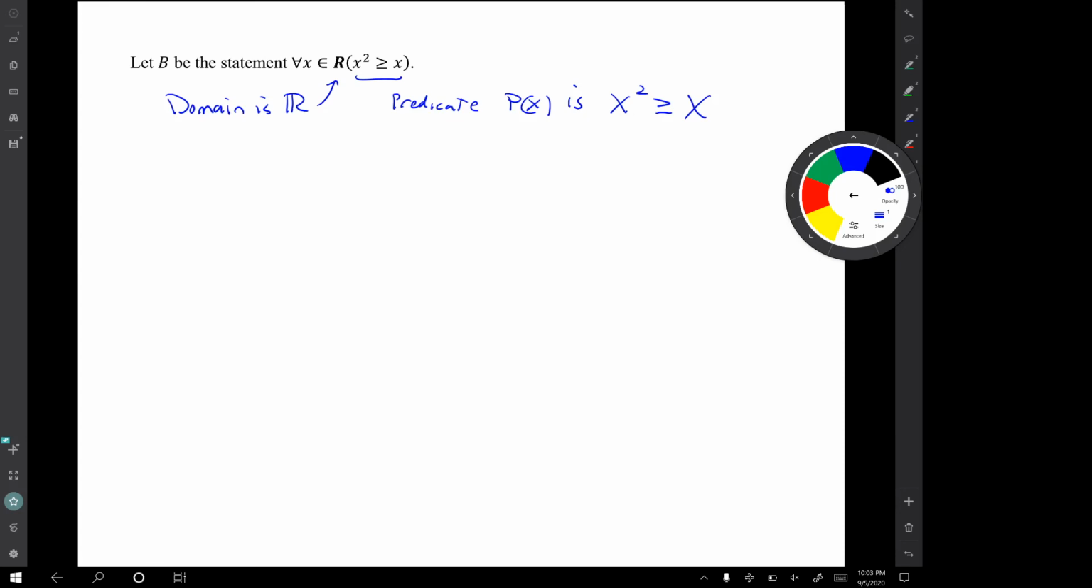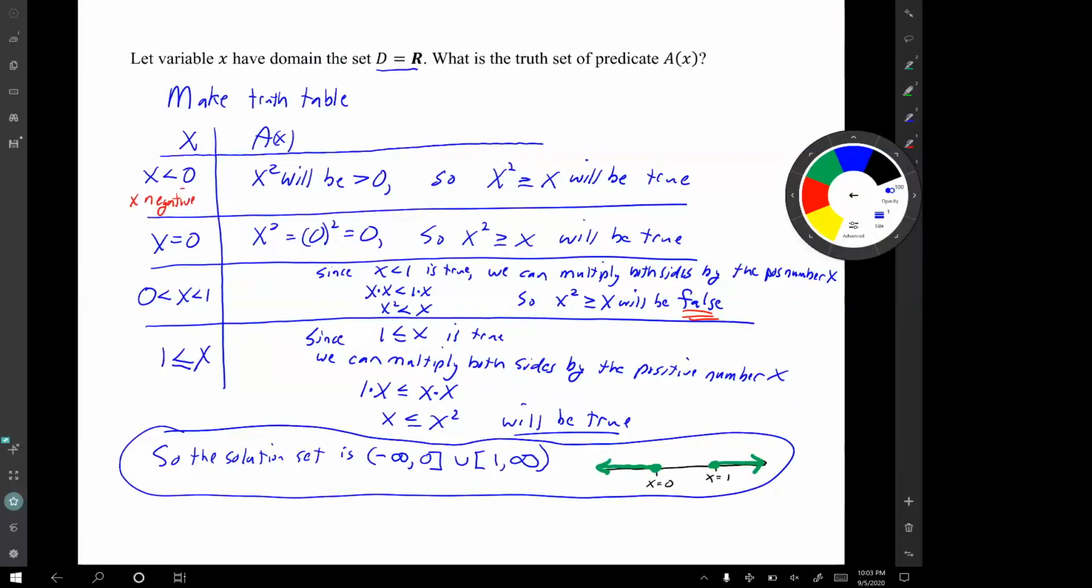This universal statement is saying that no matter which x value you choose in the domain of real numbers, that x value will make the predicate true. But wait a second, we found earlier that this was not really the case. Let's go back up and look at what we studied earlier. In this example, we were using the same predicate. The predicate is x squared greater than or equal to x, and the domain was this set of real numbers. And we found that the true set was this green set down here, not the whole number line. In other words, there are x values in here that don't make the predicate true.